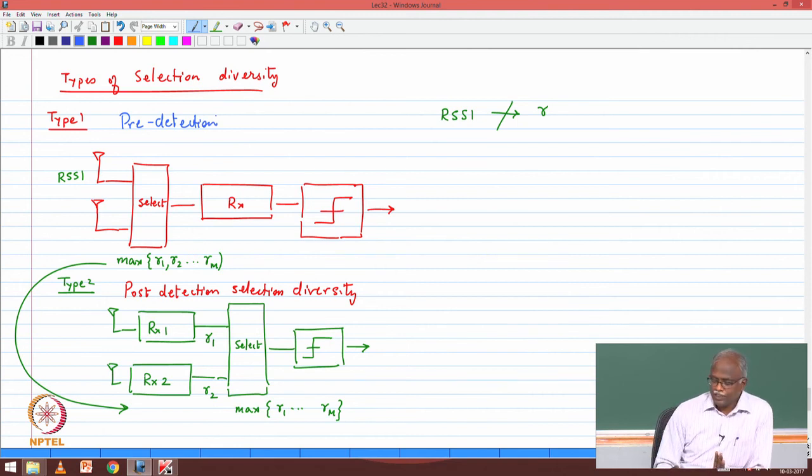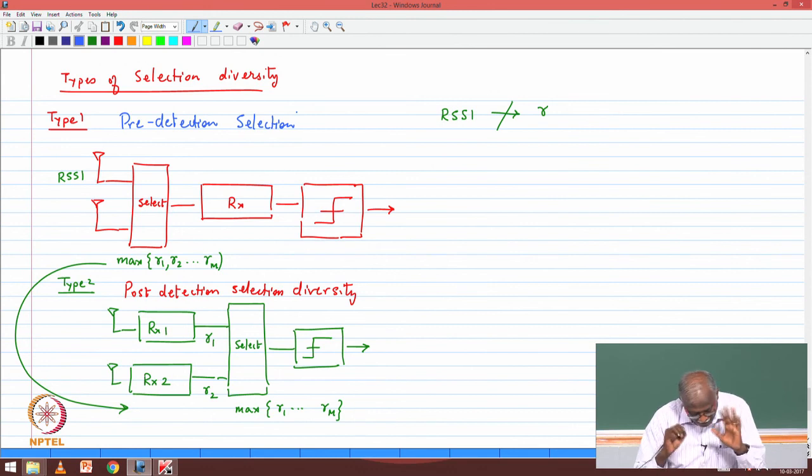simplifies the process because only one receiver is involved, but you have to decide ahead of time. You have to decide it based on RSSI, which may not be a very good indicator. On the other hand, the second one is a better option, but you notice that you have more complexity because you have to demodulate both those signals. So pre-detection selection diversity. Okay, just make a note of that. It's interesting for us to keep just a mental note of how you would actually implement this in practice.